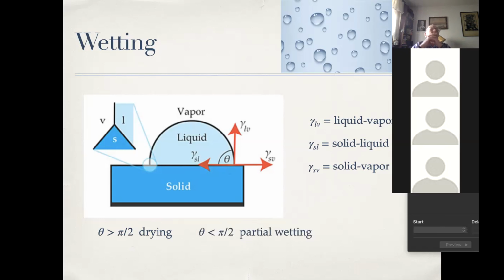When the angle theta is less than pi half, less than 90 degrees, then the tangent line is in that direction. That is called partial wetting. And when the angle is equal to 0, then we have a complete wetting, because if that angle is equal to 0, then there is no drop, but the liquid forms a thin layer on the surface of the solid.